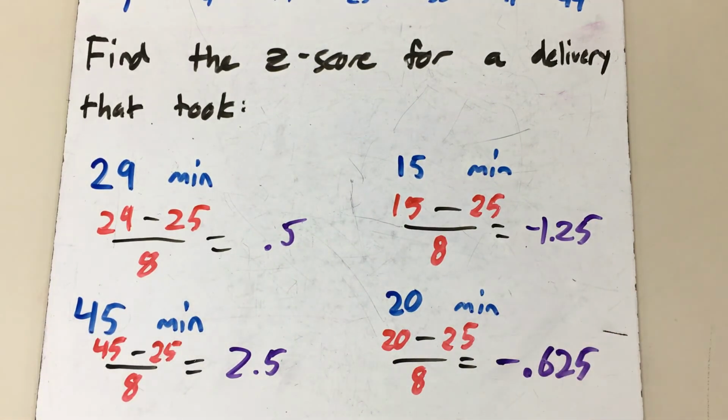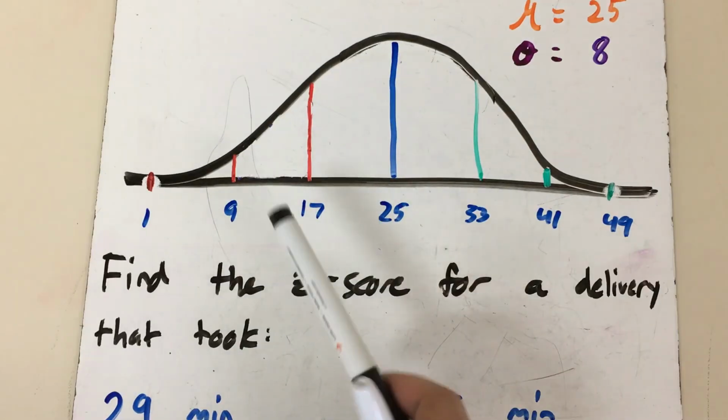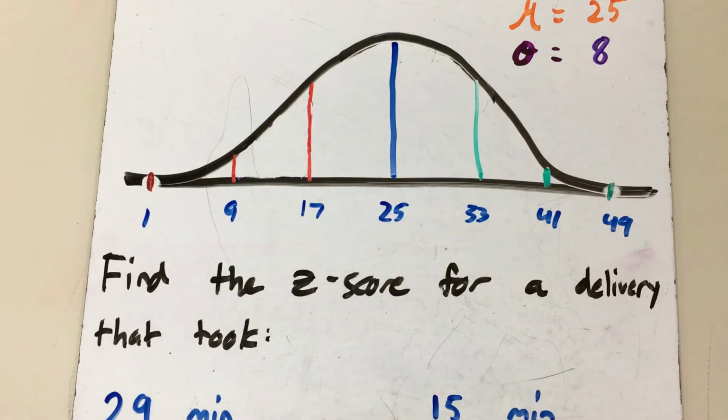So that is how we find z-scores, how we find exactly how far away a particular data point is from the mean in terms of the actual width of one of these bars that represents one standard deviation.